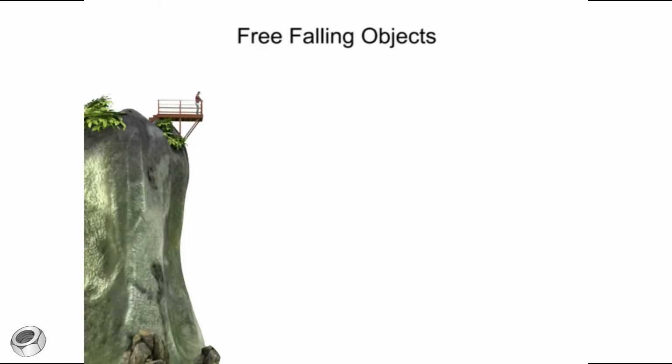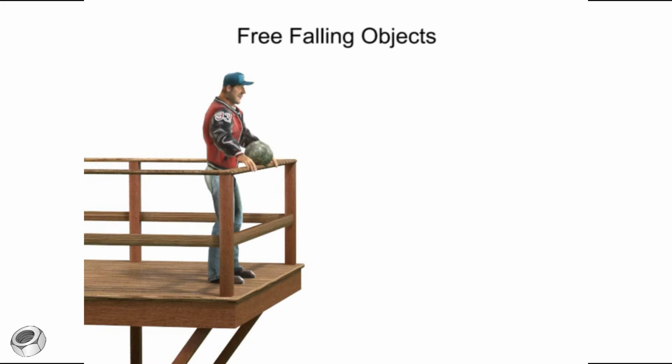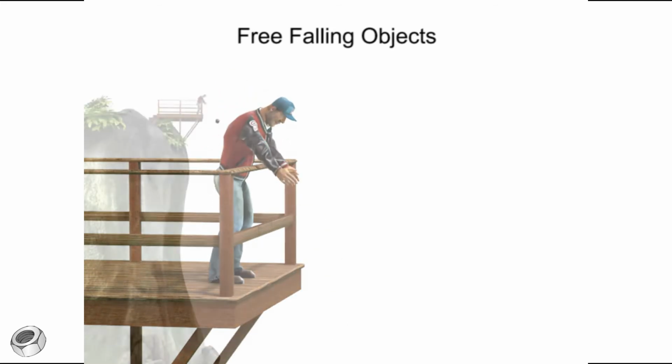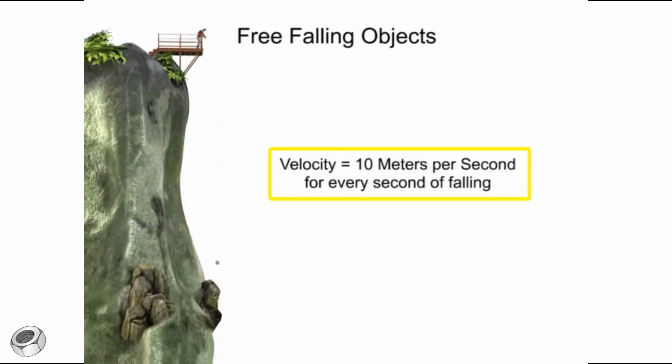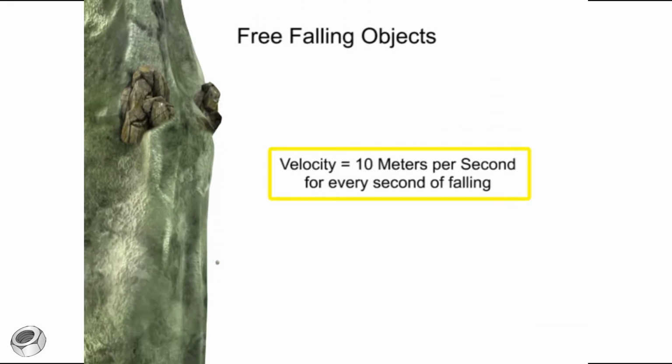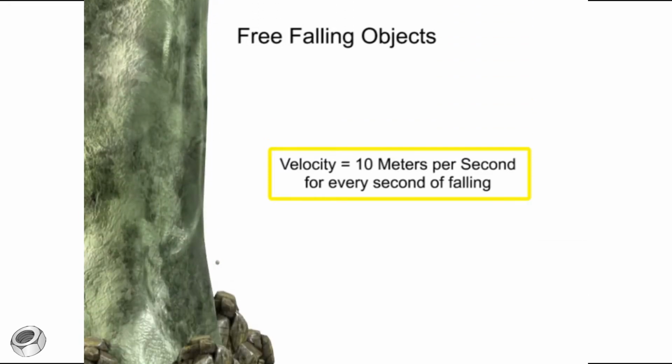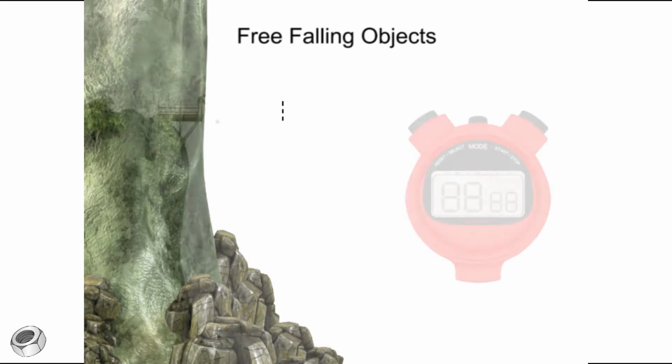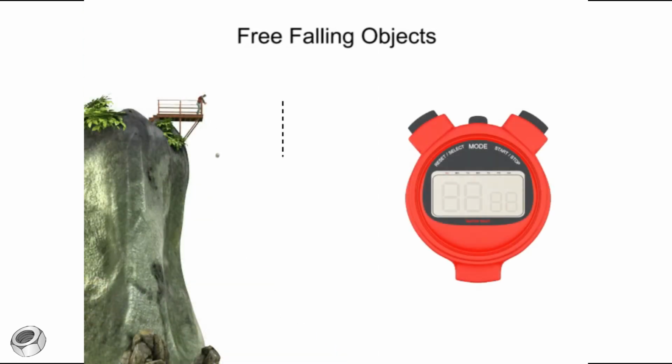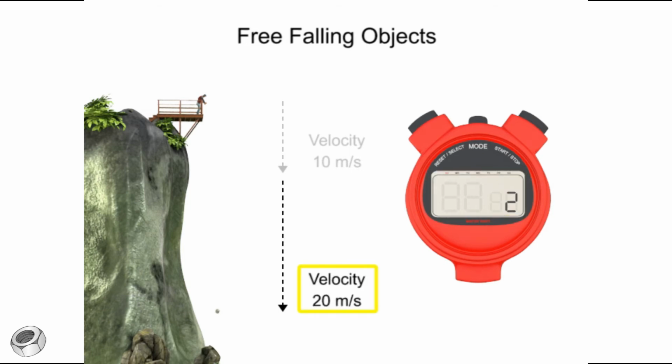To illustrate the effects of gravity on free-falling objects, let's look at what happens when you drop a rock from a cliff. With no wind resistance, the rock's velocity increases by 10 meters per second for every second it falls. Assuming the rock is falling from rest, after 1 second its velocity is 10 meters per second. After 2 seconds, its velocity is 20 meters per second.